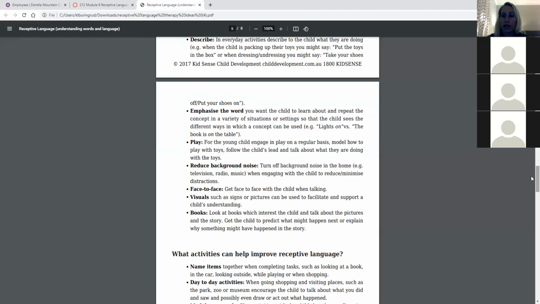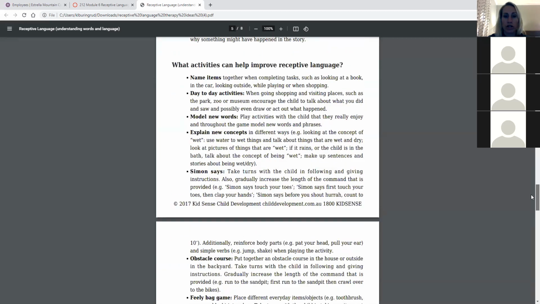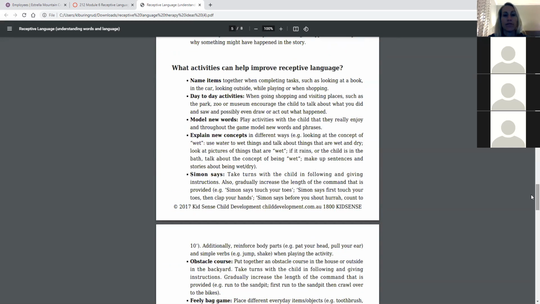Books are really an easy go-to, a good start. And so other activities, so naming items. That's what I said, talking about day-to-day activities. Definitely that narrative piece, and what I call running the play-by-play about what's going on. Model new words. So often they're playing with something, you're introducing words, you want them to use it, you want them to now name it or label things and use that word functionally.